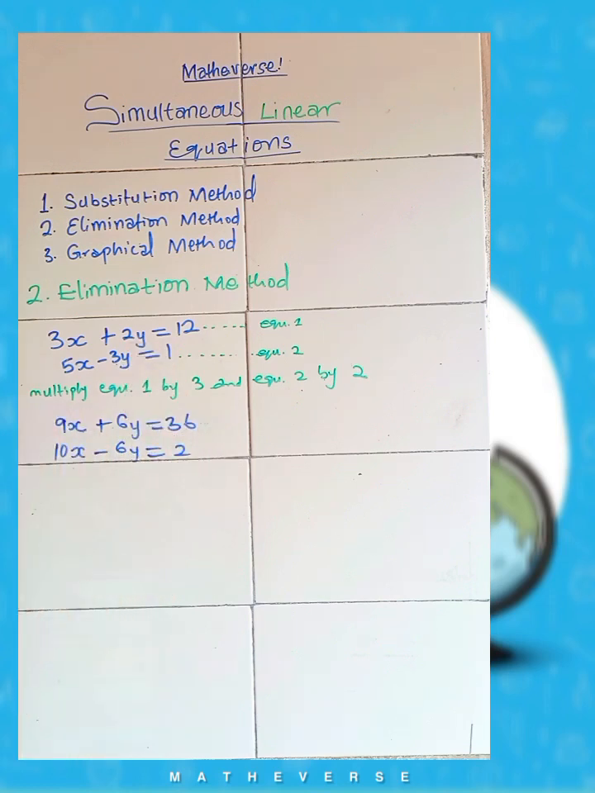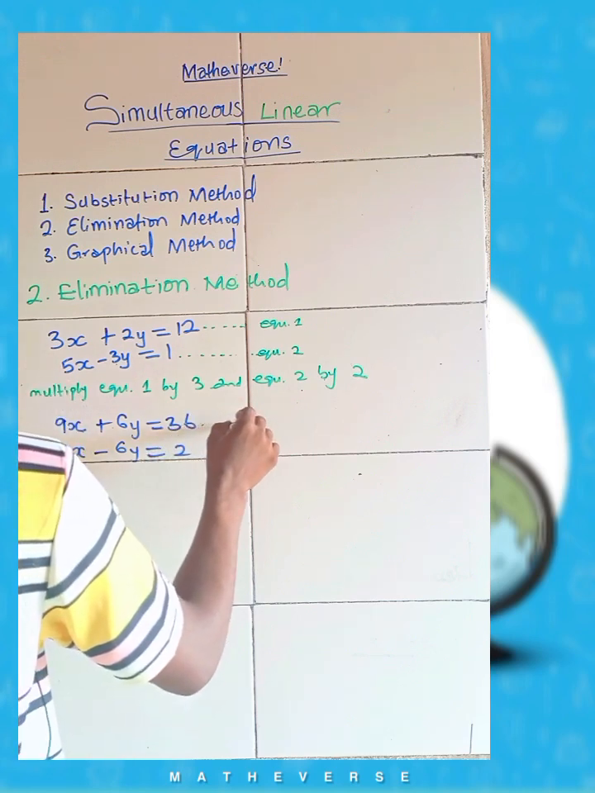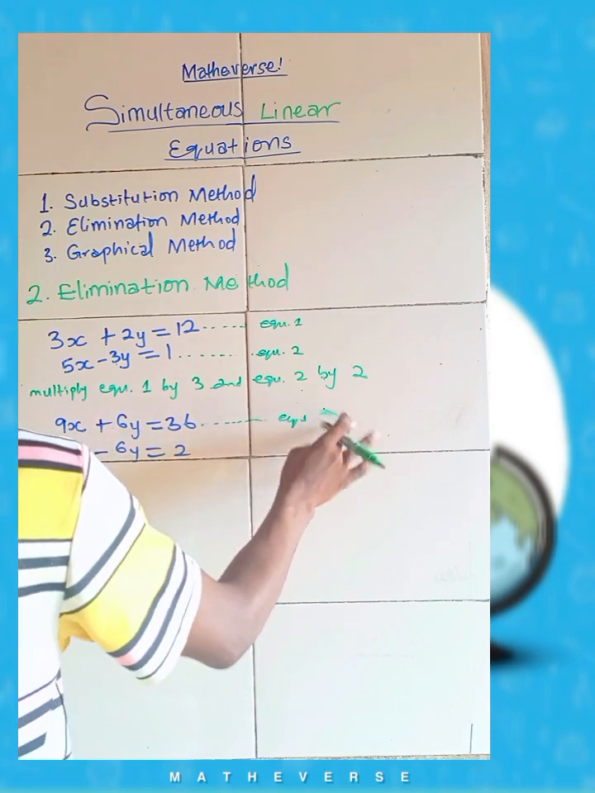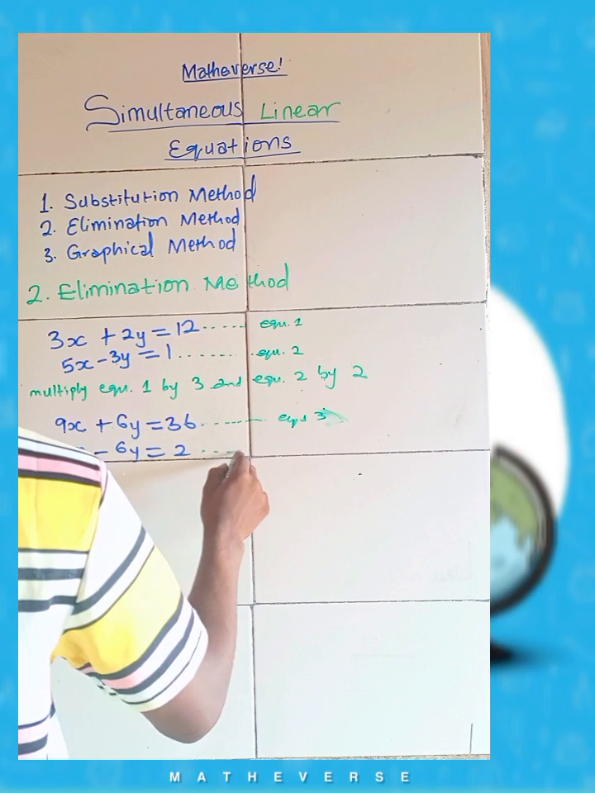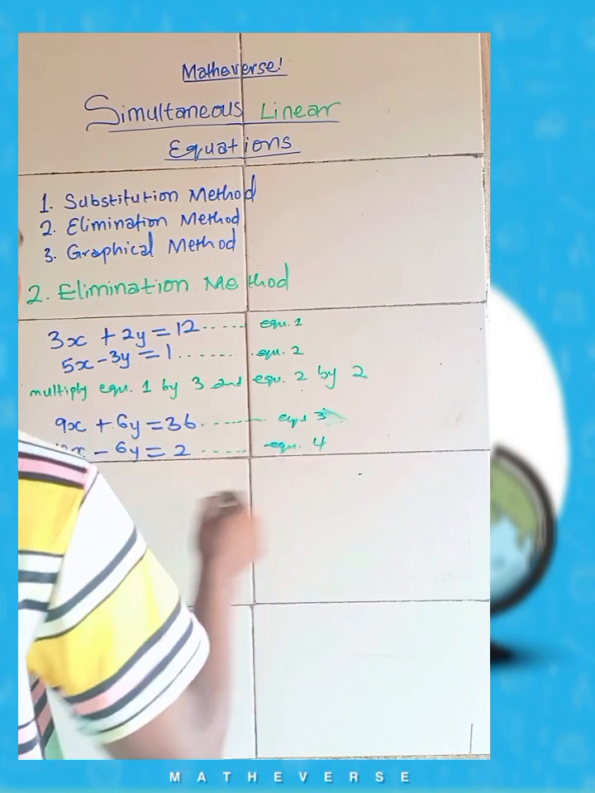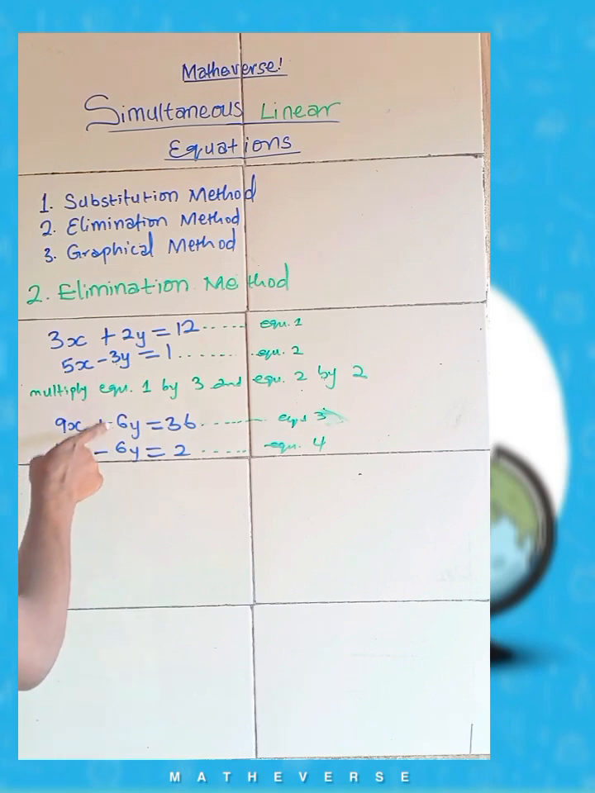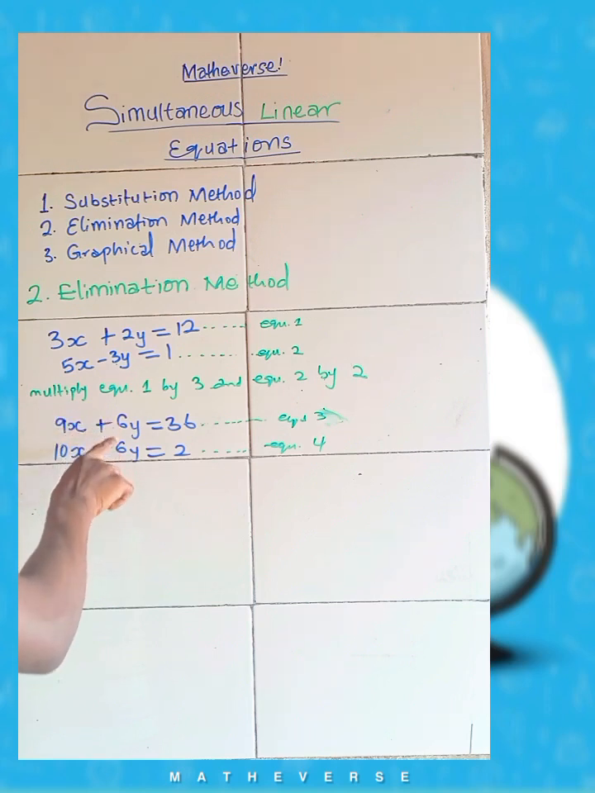So we now have equations where we have a value that looks alike. So we can now work with these ones. We'll call this one equation 3, then we'll call this one equation 4. See that? So now 9x plus 6y is equal to 36, and 10x minus 6y is equal to 2. Very easy. So now we have done something to the equations that will make y look alike. We don't even care if x looks alike, but we want to make sure y looks alike. You understand?